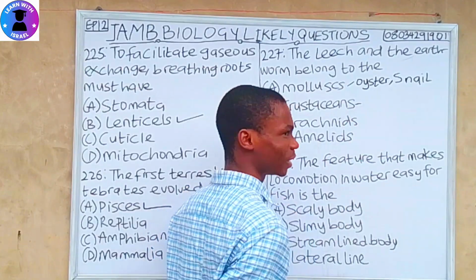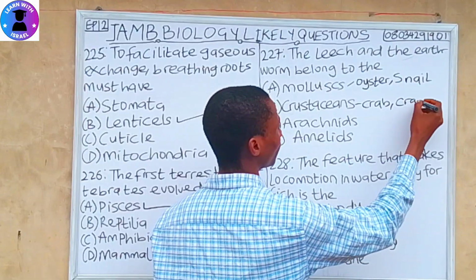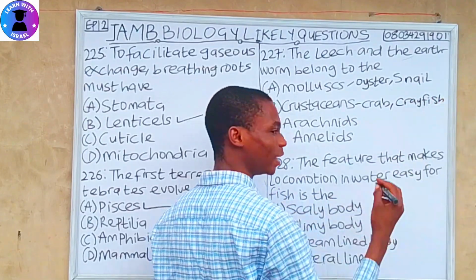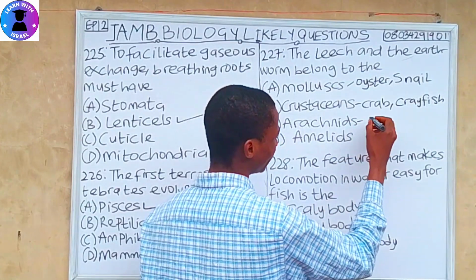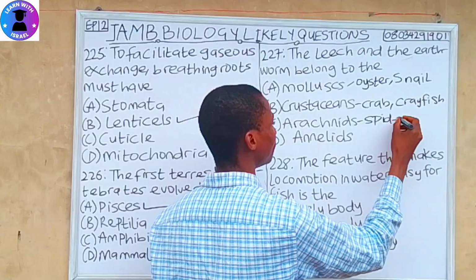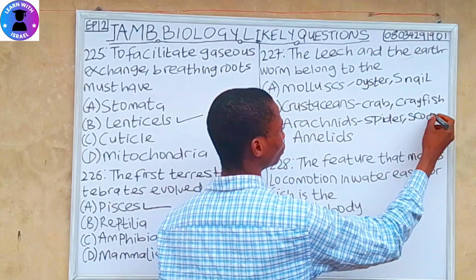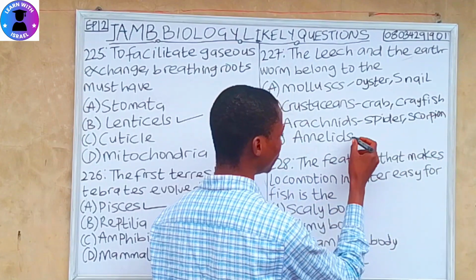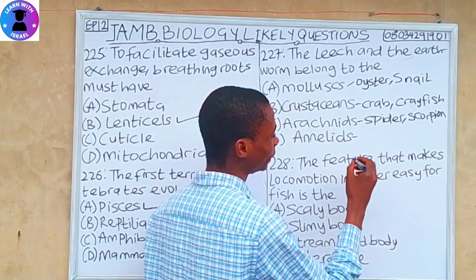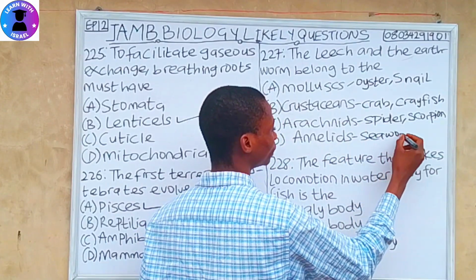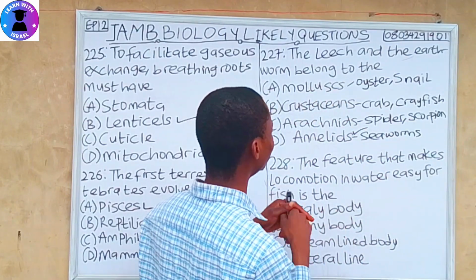Under crustacean, you can find crab, crayfish, and prawns. Under arachnid, you can find spider and scorpion. And for annelid, you can find leech and earthworm, and we can also find sea worms. So annelid is the correct answer. The leech and the earthworm belong to the annelid.